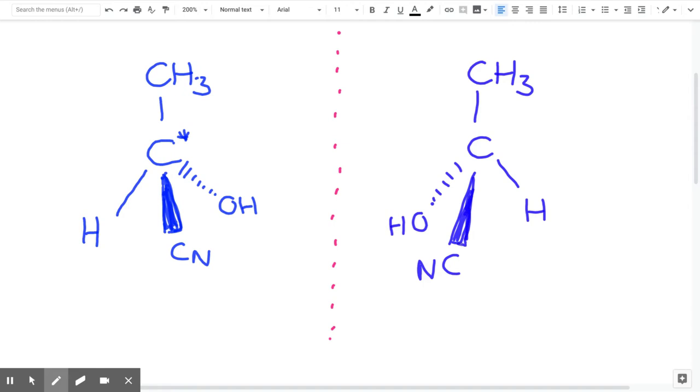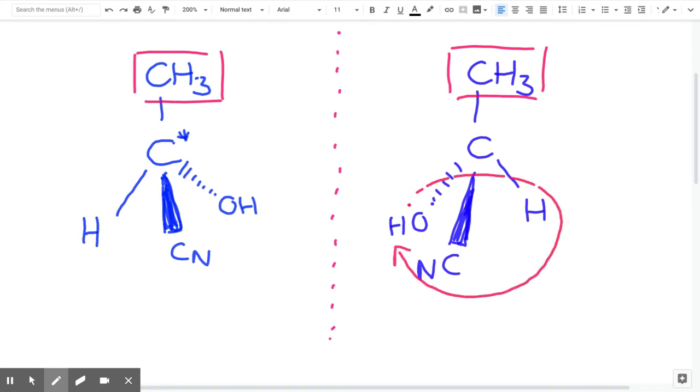But these 2 molecules, although chemically identical, same molecular formula, they're not superimposable. By that, what we mean is it's not possible to rotate this molecule around so that you can make these molecules look the same. Obviously the methyl group in both examples is at the top of the molecule, and if you rotate from the bottom, starting from the hydroxyl and going clockwise around the base of the molecule, it's going hydroxyl, hydrogen, nitrile group.